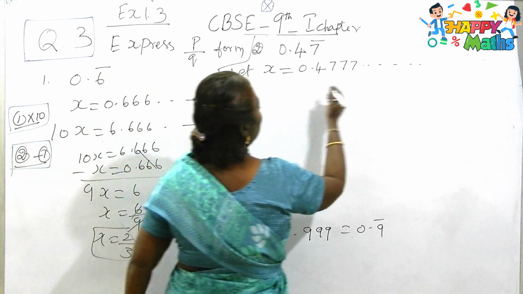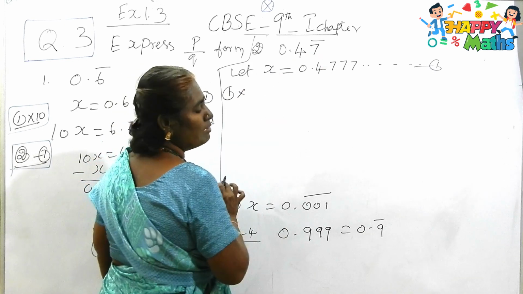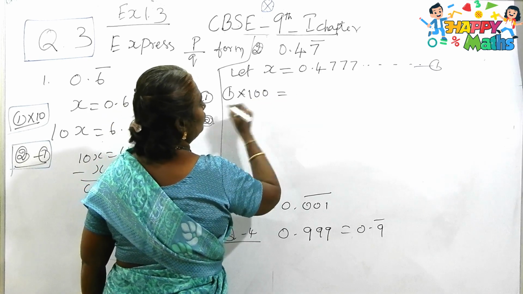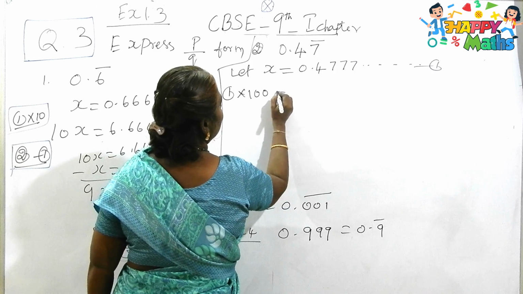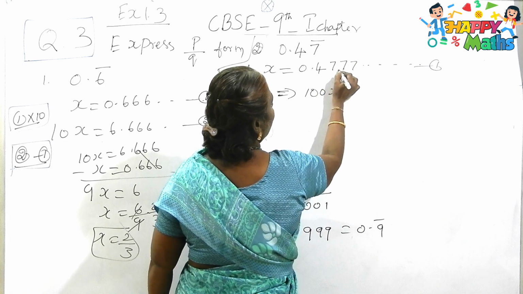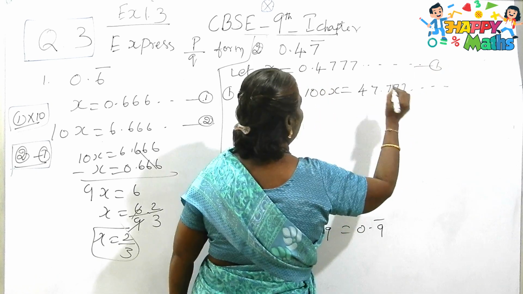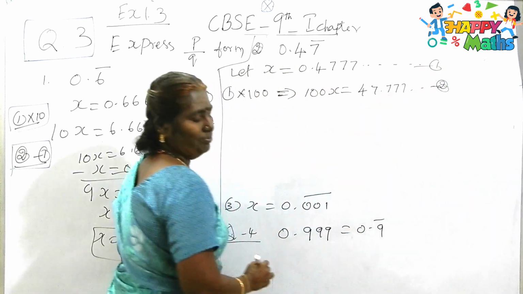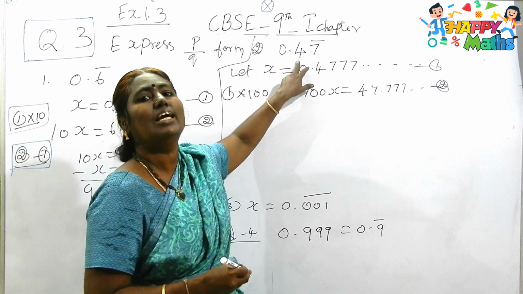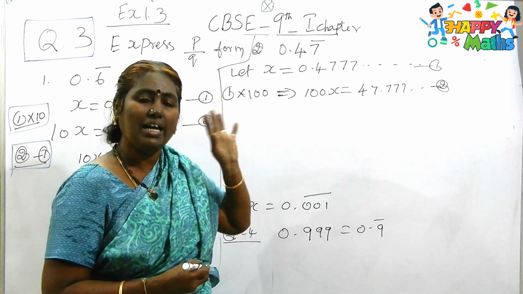So what do you have to do now? First, you have to multiply this first equation. How many digits are there after the decimal point? 2 digits are there, so you have to multiply by 100 first. When I multiply by 100, 100x is equal to 47.777, it keeps on going. This is equation number 2. After that, you have to see how many numbers are left out without a bar after the decimal point.